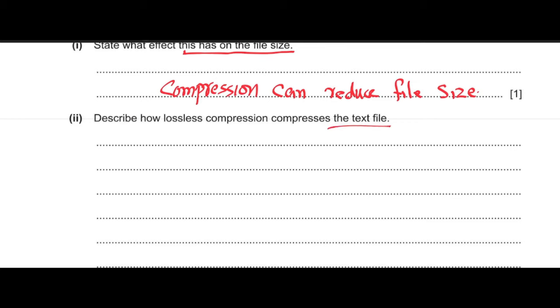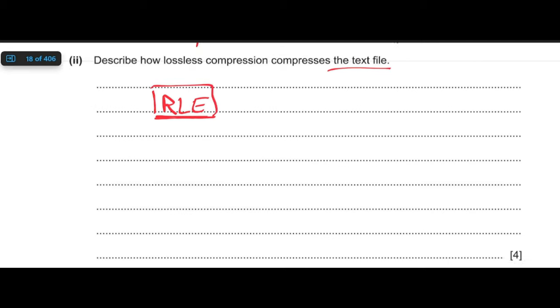Describe how lossless compression compresses the text. For text, we usually use RLE, or run length encoding. In run length encoding, we find all the repeating letters or words and then index them with the number of occurrences with their position. We can read about RLE in chapter 1 and write the answer. It's quite a long answer, so I'm not answering this question here for you.